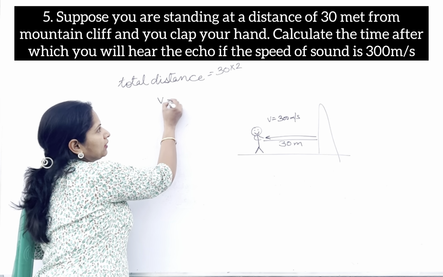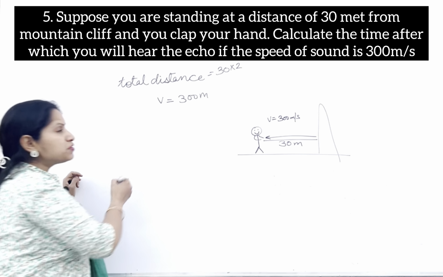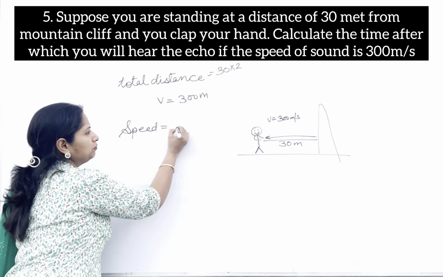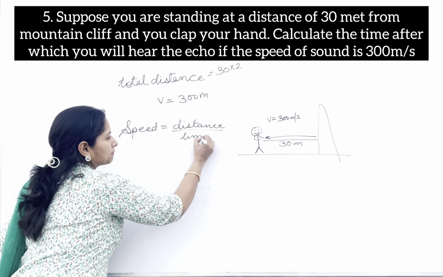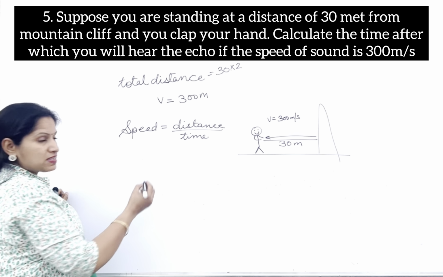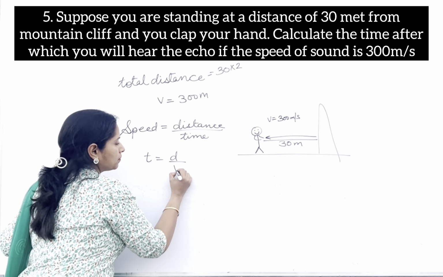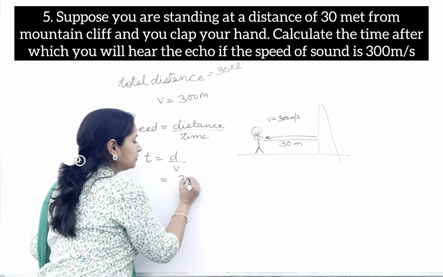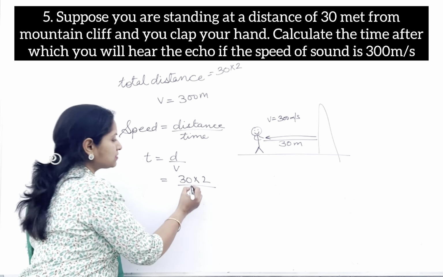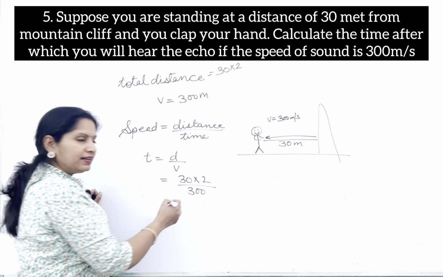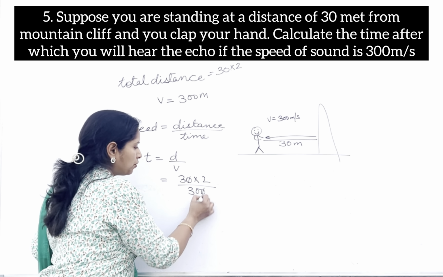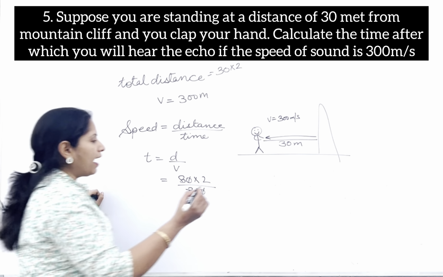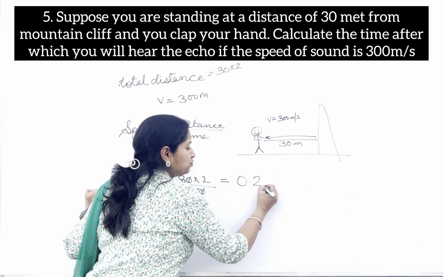Speed of sound wave it's given as 300 meters per second. आपसे पूछा है time. You know that speed is equal to distance upon time. So time is equal to distance upon speed. And distance it's given as 30 into 2. So distance is 30 times 2 and speed is 300. So 3 and 3 cancel out and 1 0 also cancels out. So it becomes 2 divided by 10, and 2 divided by 10 will give you 0.2 seconds.